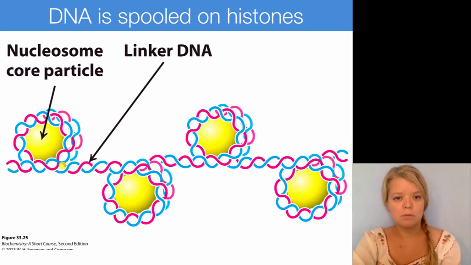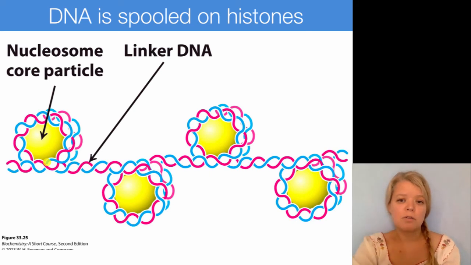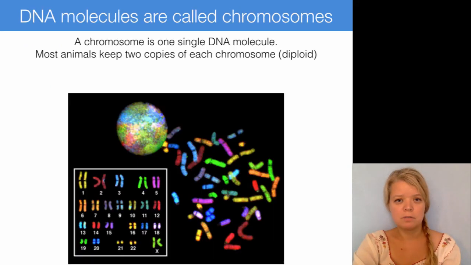Here is basically what the micrograph on the previous page showed, which is the blue and pink DNA wrapping around twice around histone core particles.